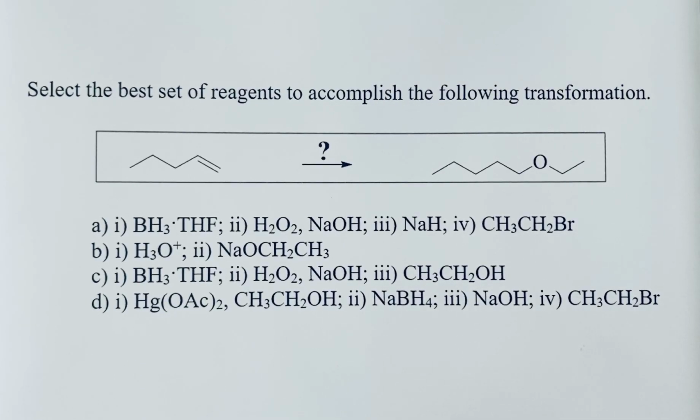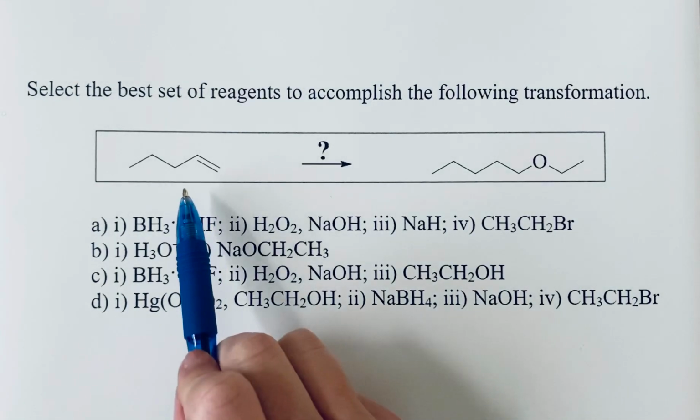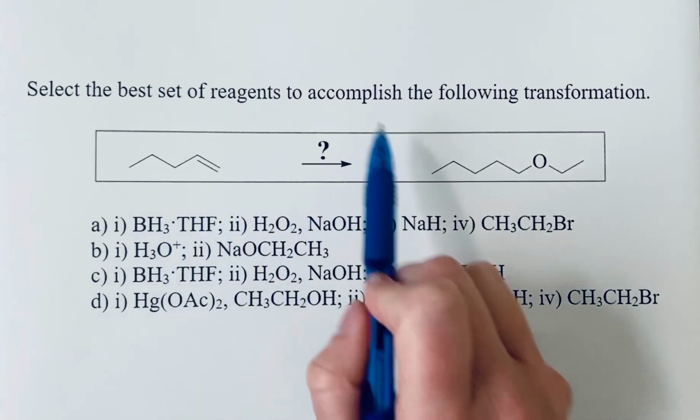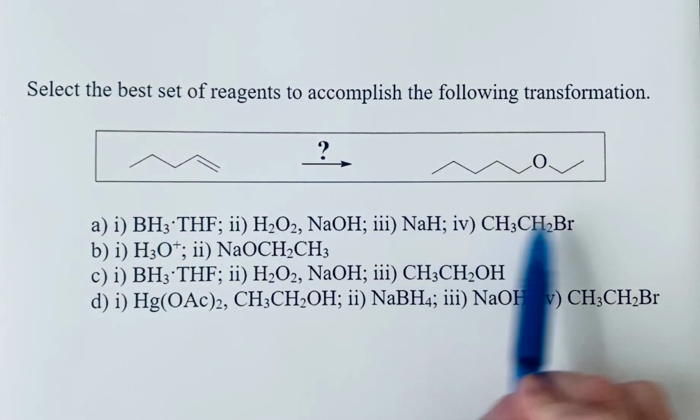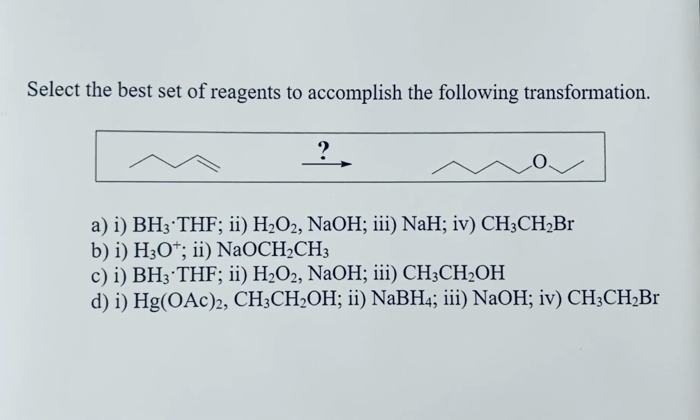Select the best set of reagents to accomplish the following transformation. So here we have a synthesis problem. We're being given a starting material and we're asked to figure out what steps we need to undergo to transform it to the desired product. So we should start by saying what we have.